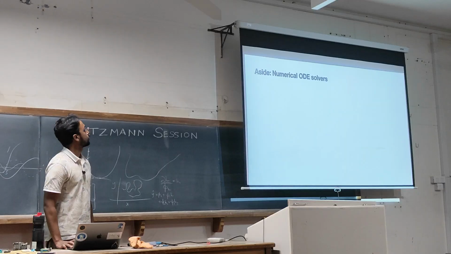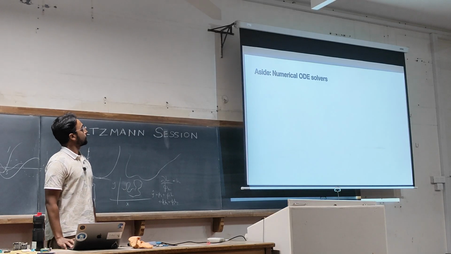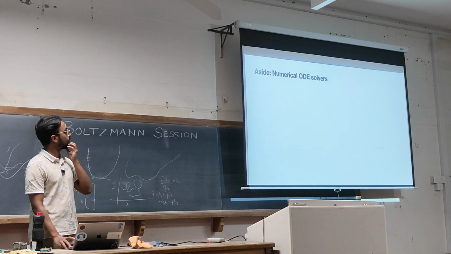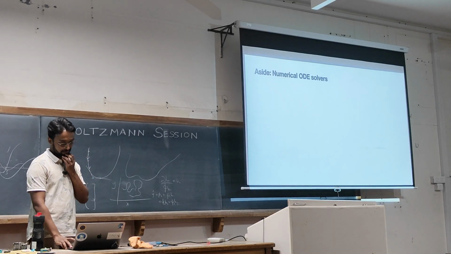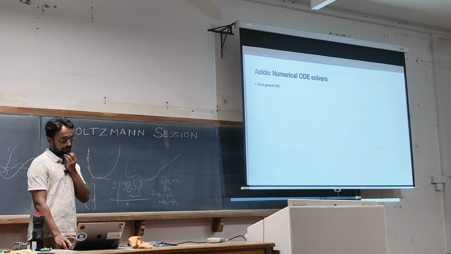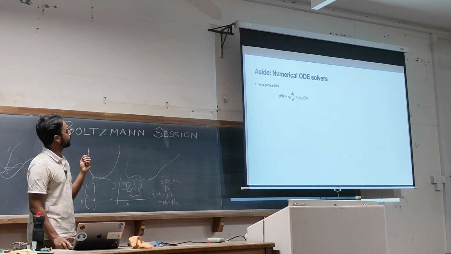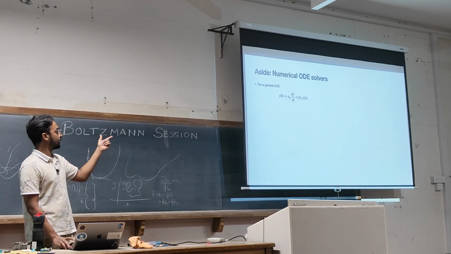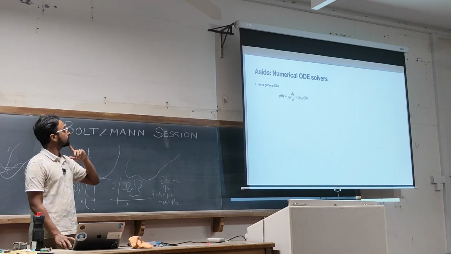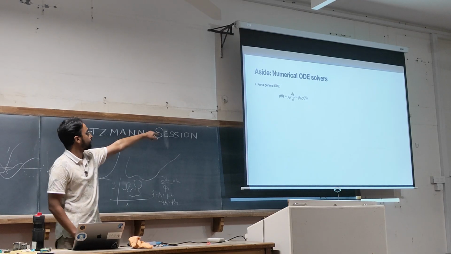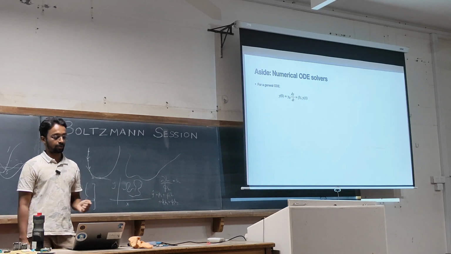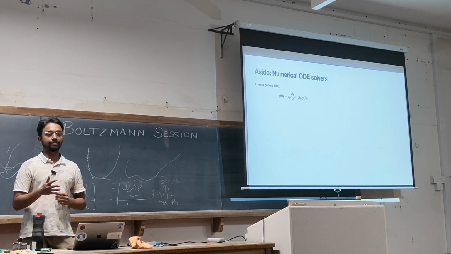I'll briefly talk about numerical ODE solvers, so that if you're not exposed to ODEs, you get an idea of how people solve them. For a general ODE, you can typically represent it this way. You have a dependent variable y that depends on time, and this quantity f of t and y is called a vector field because it tells you how y changes with respect to t.